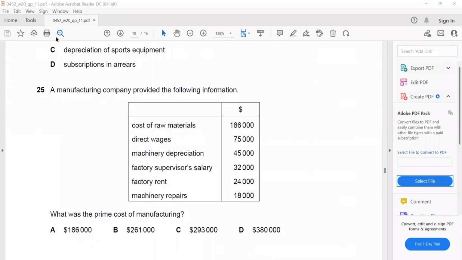Okay, question 25. A manufacturing company provides the following. They want prime cost, which is raw material and direct wages. This is factory overhead. This is supervisor cost, also factory overhead. Factory rent is also factory overhead. This one is also factory overhead. So only two items for it. So 186 plus 75, so it's 261. The answer is B.